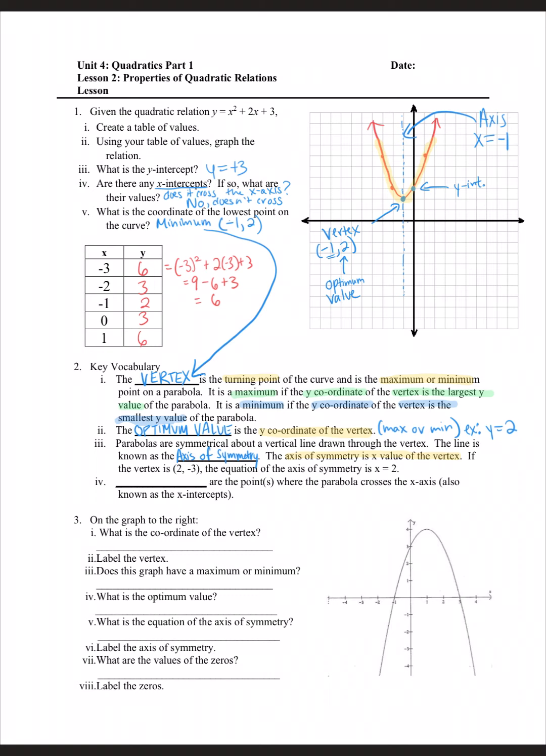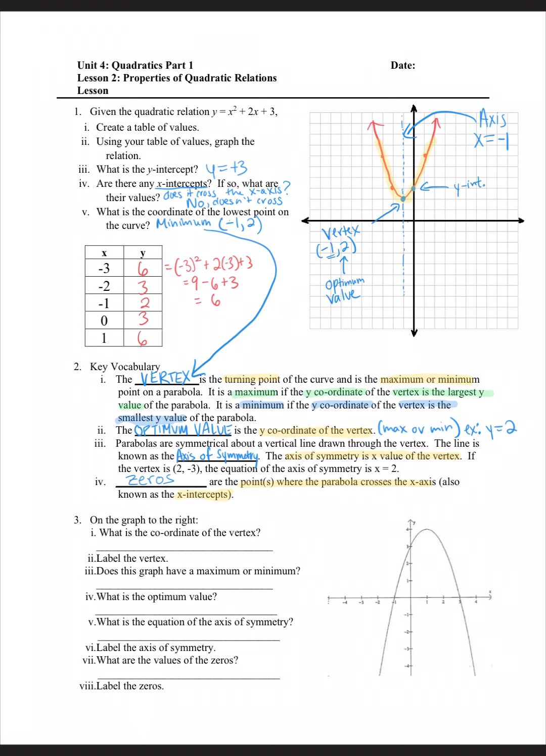The last key vocabulary we're going to talk about is our zeros. Our zeros are points where the parabola crosses the x-axis. These are also known as our x-intercepts. So it's where the graph actually crosses the x-axis. We sometimes call those our x-intercepts, but when we're talking about parabolas, we'll call them our zeros. So we're going to look at a couple of examples now and see if we can identify some of these new key vocabulary for quadratics.